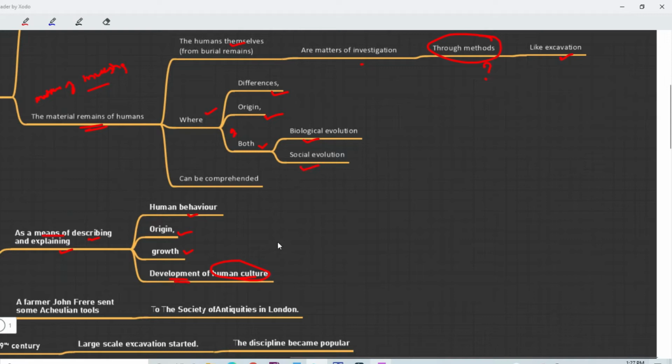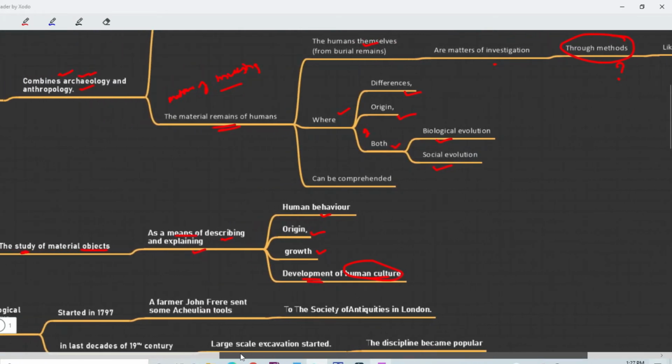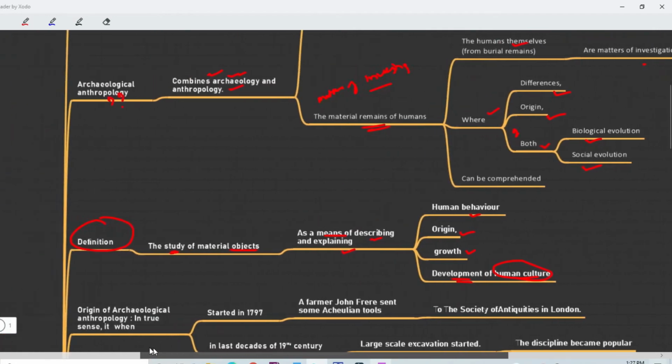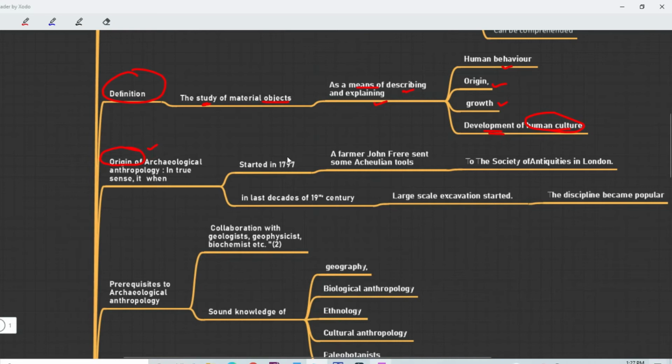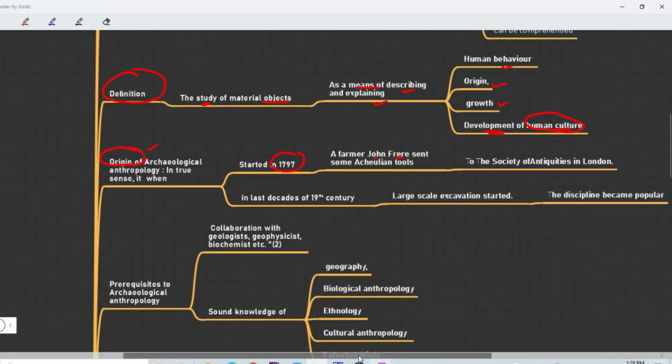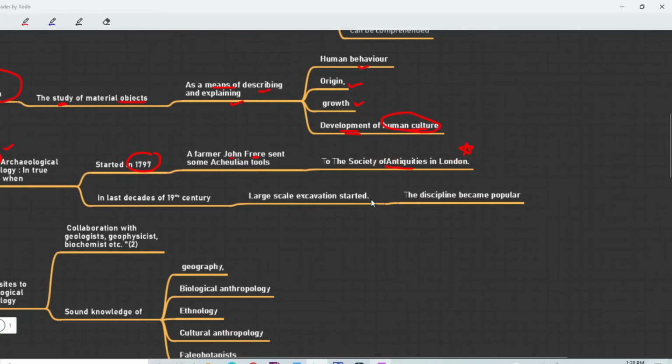Now, after understanding what is archaeological anthropology, let's discuss its origin. See, it started in the year 1797 when a farmer named John Frere sent some Acheulean tools to the Society of Antiquaries in London. After its humble beginnings, in the last decades of the 19th century, large scale excavations started. Since then, the discipline has become very popular.